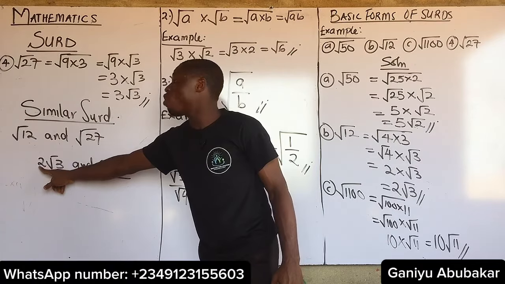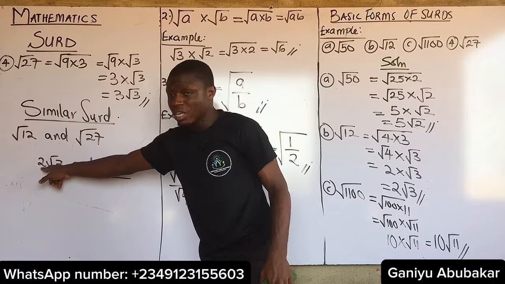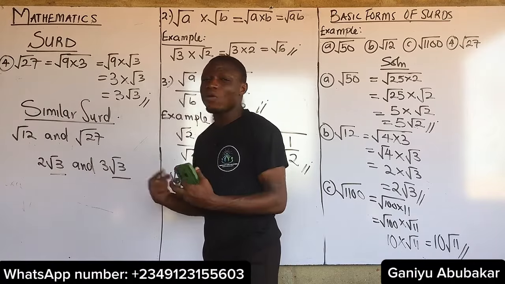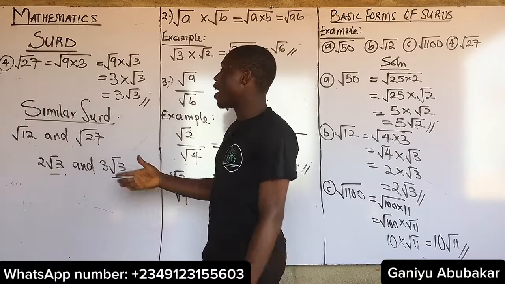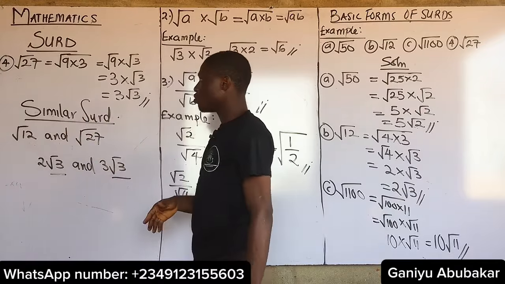Even if I have 1 million at the front, it does not matter. If I have root 3, they are similar. That's the concept behind similar surds.